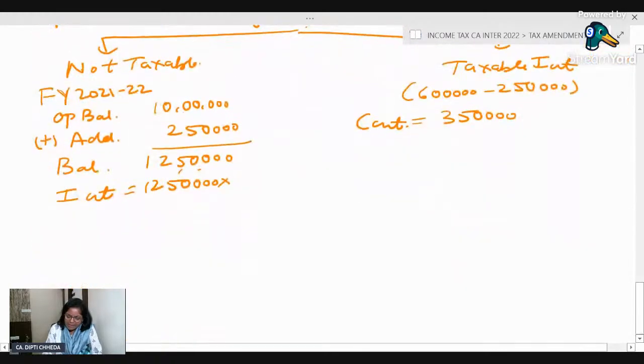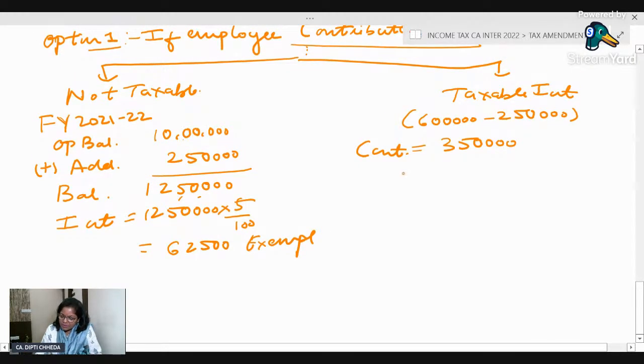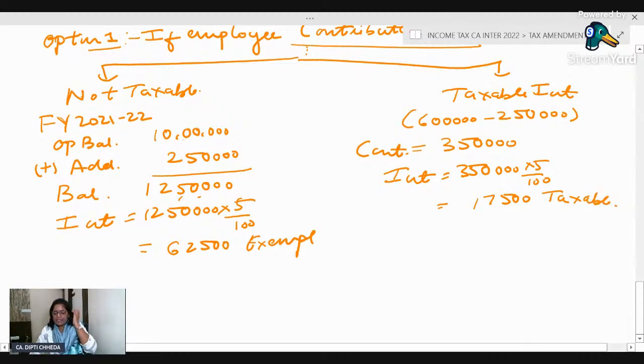At what rate did we take 1250? 5%. Yes, the rate could be anything, focus more on the concept. 60 to 500 interest is exempt, and here 3,50,000 is the contribution. So on 3,50,000, 5%, that is 350 into 5%, 17,500 interest is taxable for the employee.